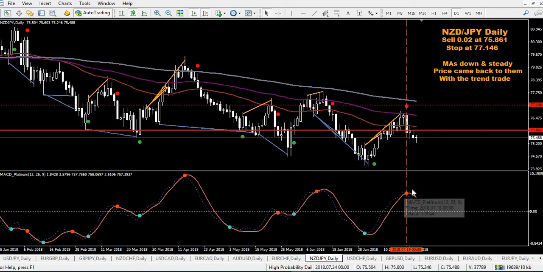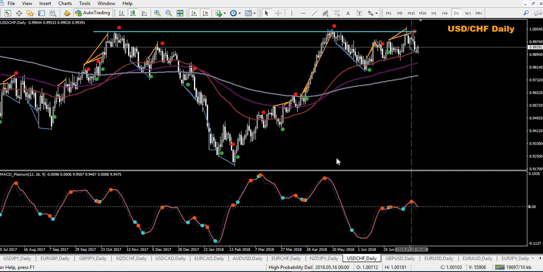MACD is still above the zero level. Hopefully this will head down. It may not, but that's the theory behind that pattern. USD Swiss franc, not in the trade at the moment. Again, it's jammed up on the MAs here. I talked about this in my last week's video. Good, strong resistance level to the upside there. So just got to wait and see what happens here.